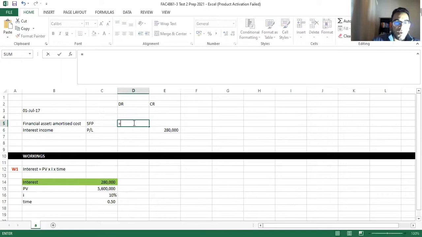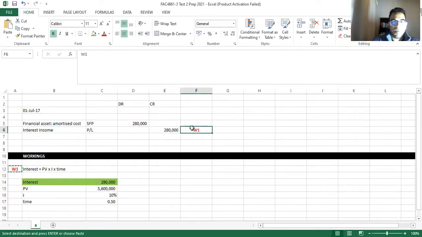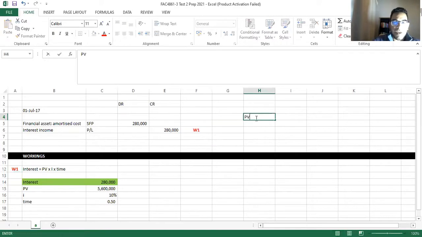For every credit, there will be a debit. We will just tell them we got this number from working one. Now remember, the way you work out amortized cost: amortized cost will basically be the present value at the beginning of the year, plus interest for that period, minus payment for that period.